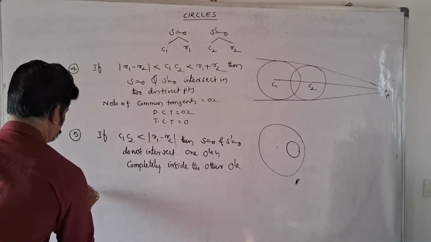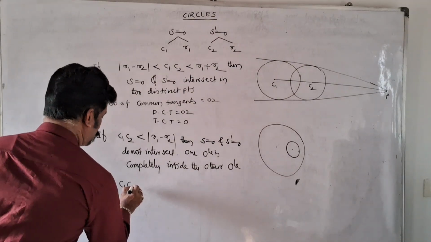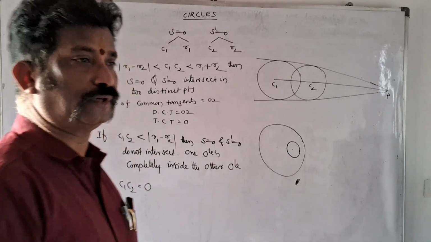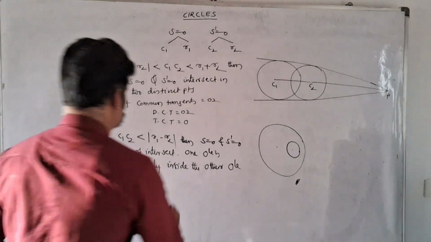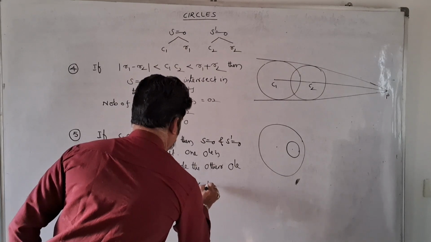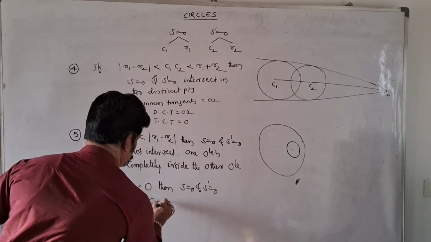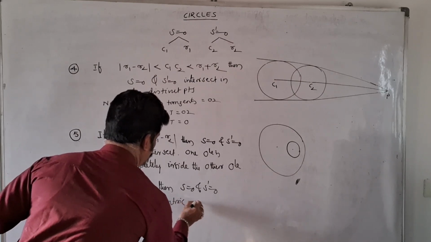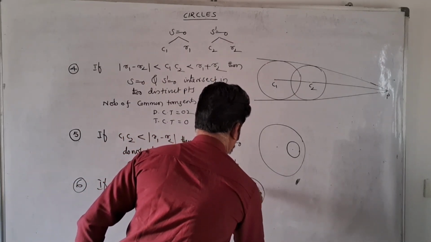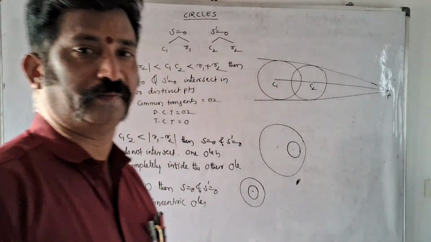Fixed condition: if C1C2 is equal to 0, so the distance between the centers is equal to 0, then S equal to 0 and S dash equal to 0 are concentric circles. Circles like this. The center is the same, the radii are different.